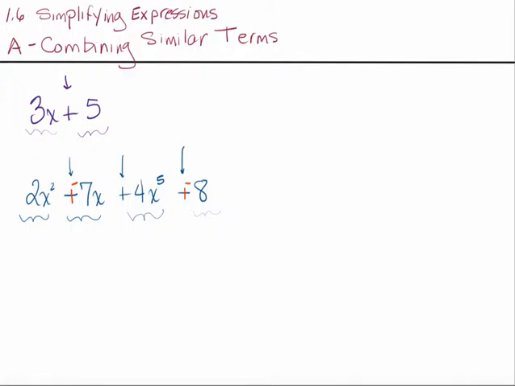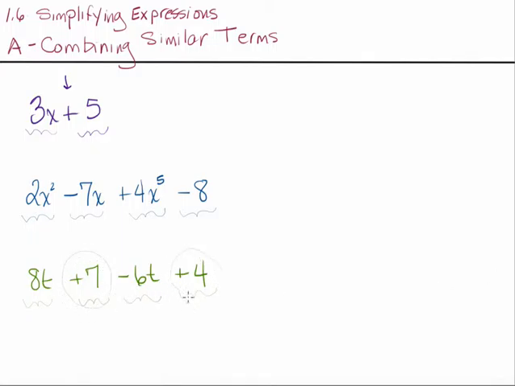We don't actually need to change minuses to plus negatives every single time, but we do need to think of them that way mentally. Here's one more. The terms here are 8t, 7, negative 6t, and 4. In this case, I have some terms that are like other terms in this expression. I think the easiest ones to talk about are the 7 and the 4.